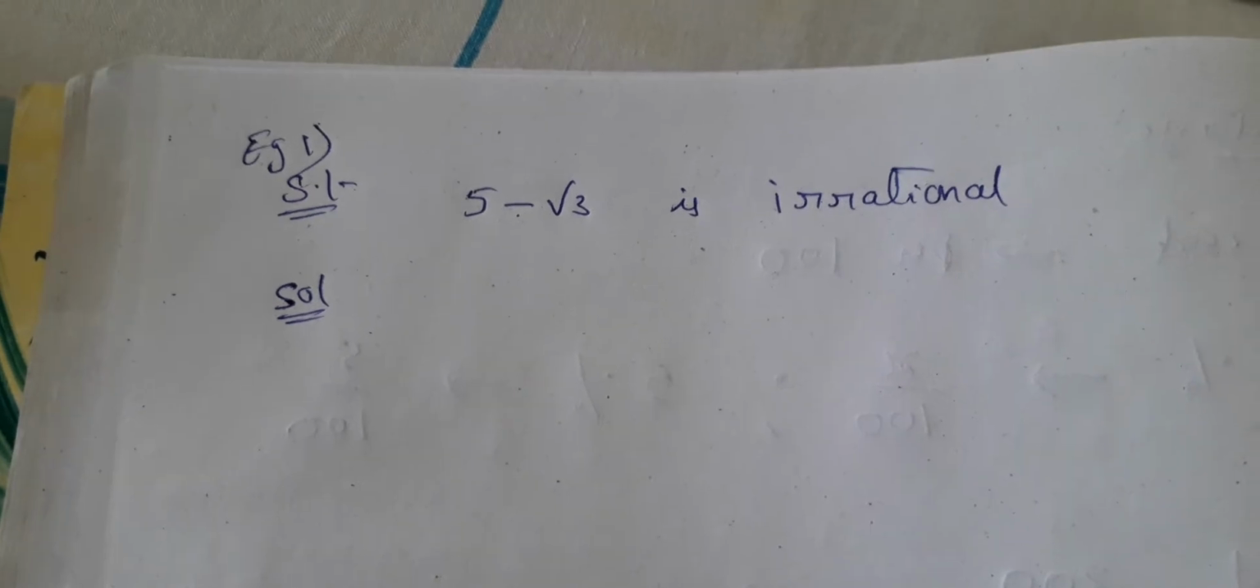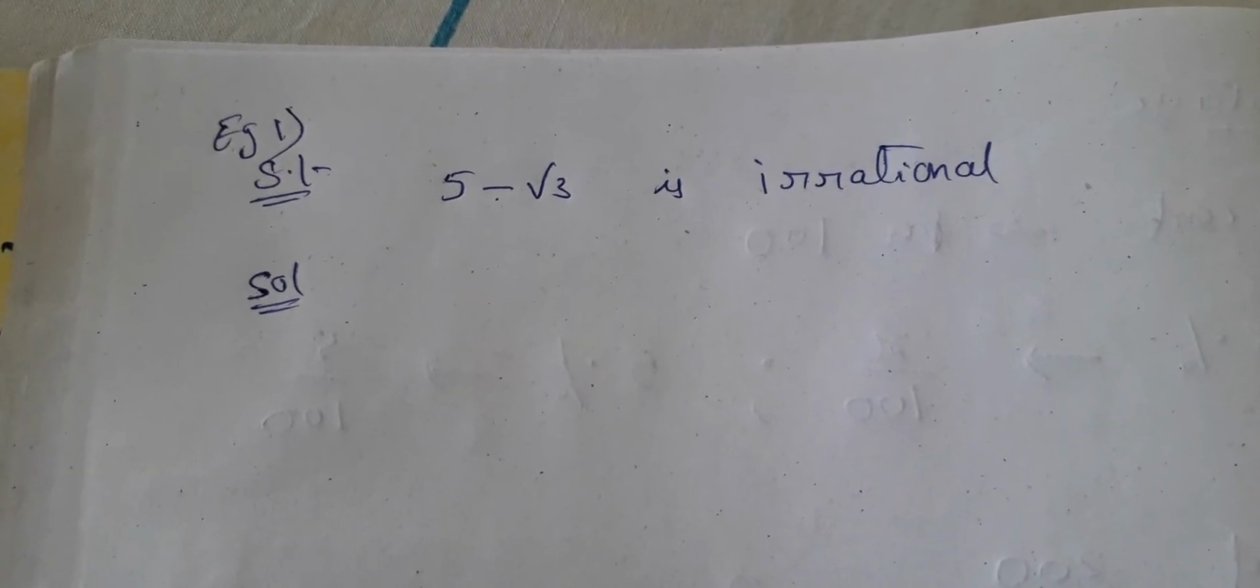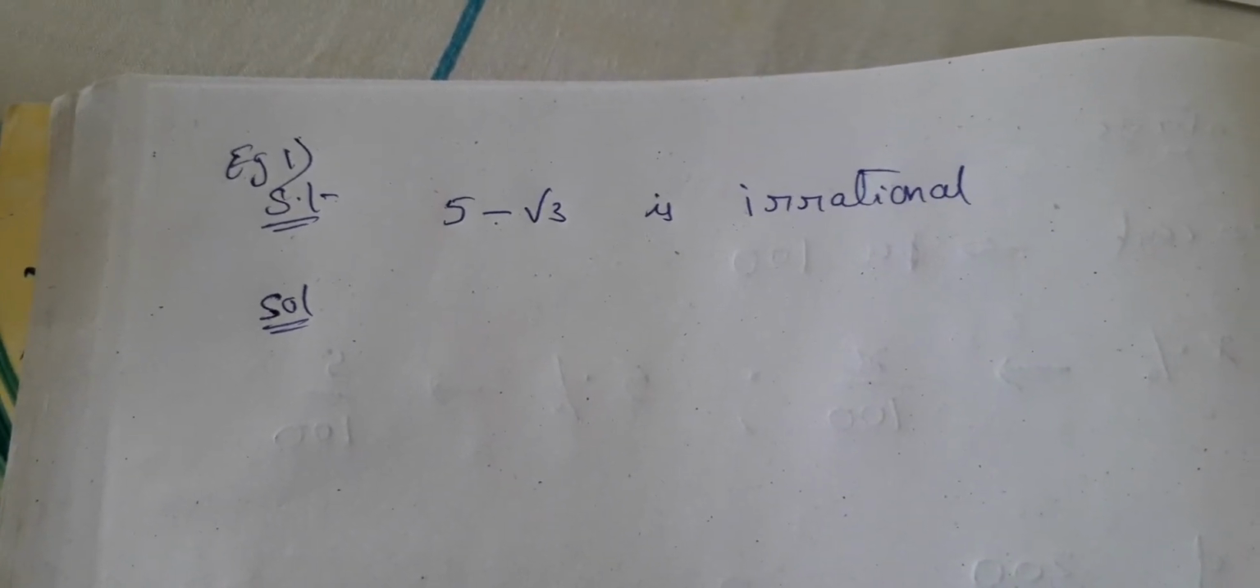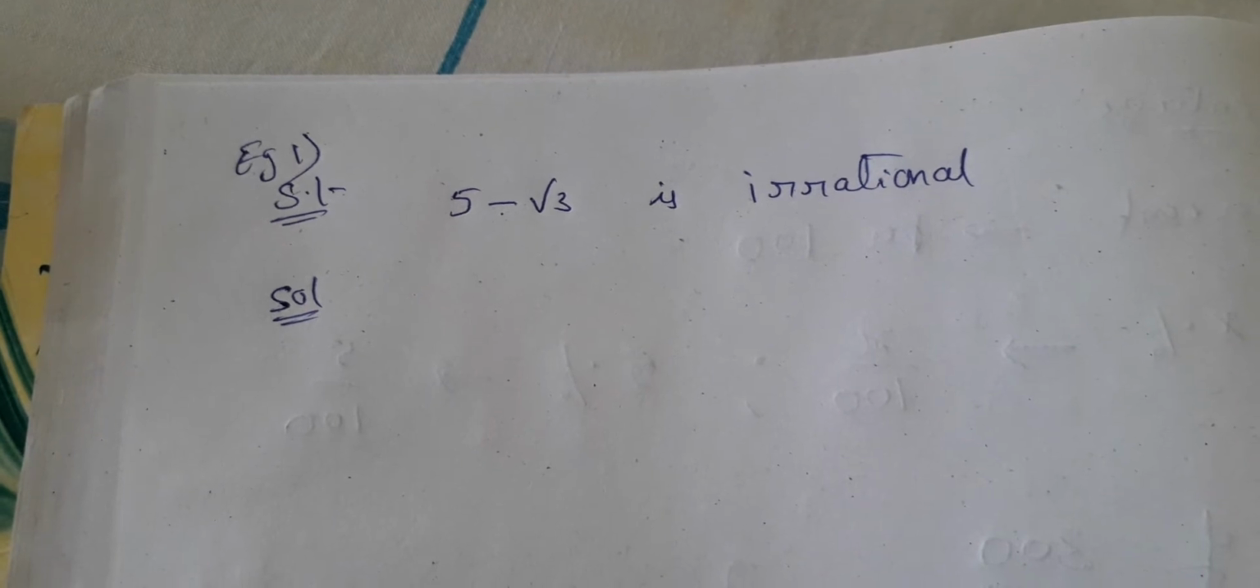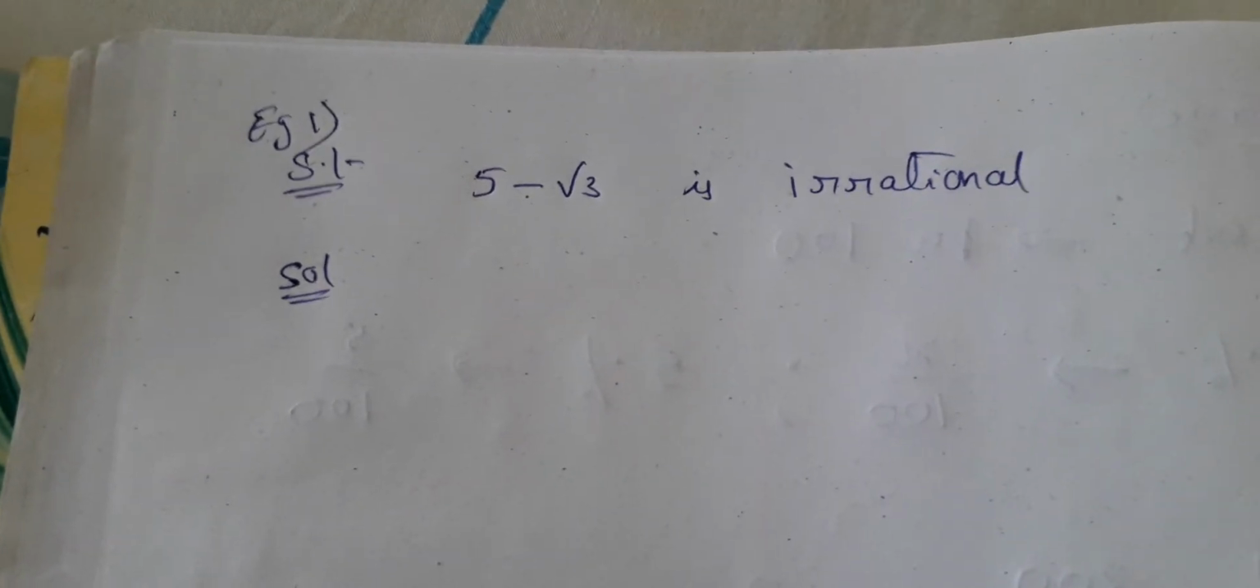Here, one problem is: 5 minus root 3 is irrational. We have to prove this. So, we'll go by the contradiction method. We'll take that 5 minus root 3 is rational. Okay, so let us solve it.